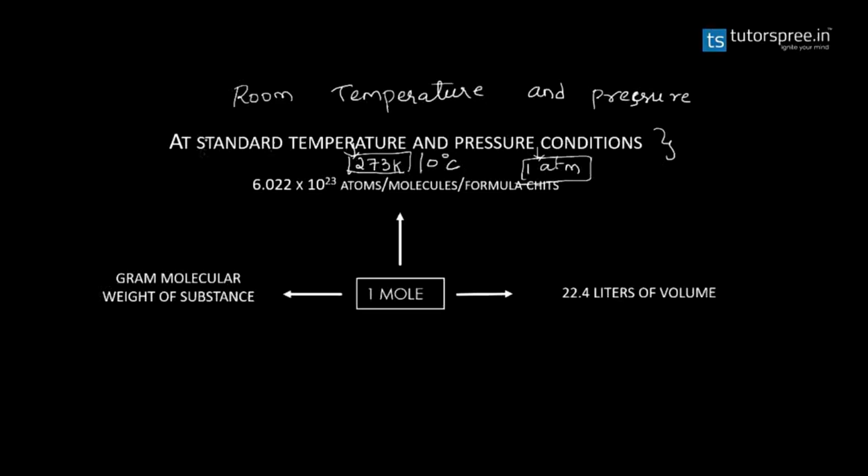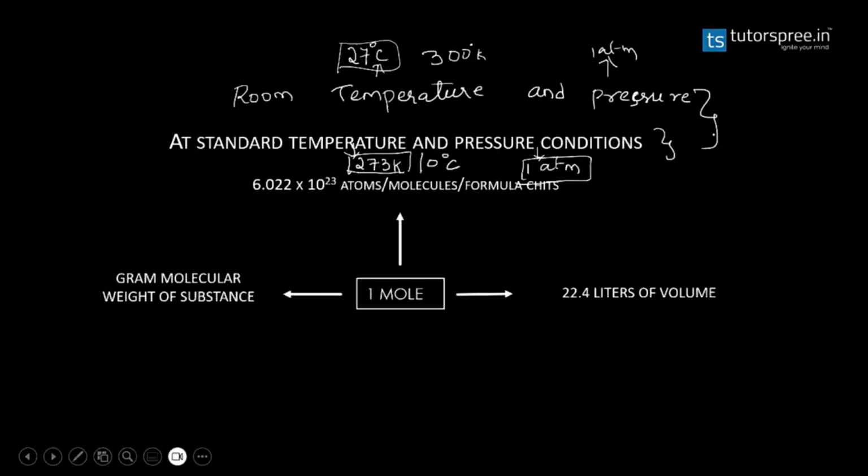Whereas for the room temperature and pressure conditions, as we already know, room temperature is 27 degrees centigrade. So we add this to the standard temperature, which makes it 300 Kelvin. 300 Kelvin or 27 degrees centigrade is the room temperature, and the pressure is the 1 atmospheric pressure. These are the two conditions which we use in chemistry or stoichiometry.